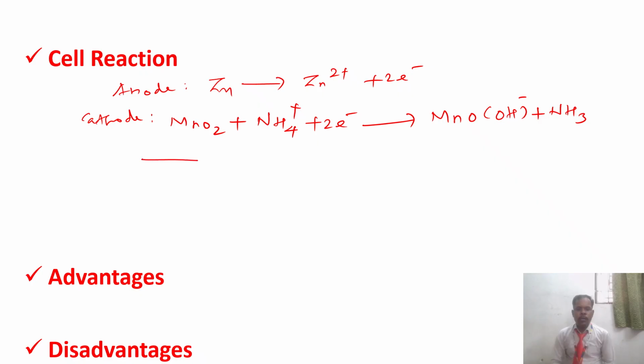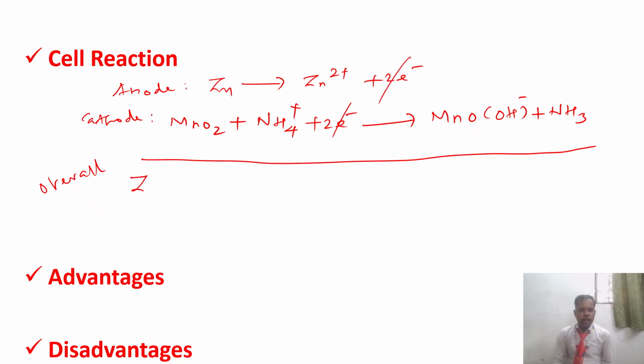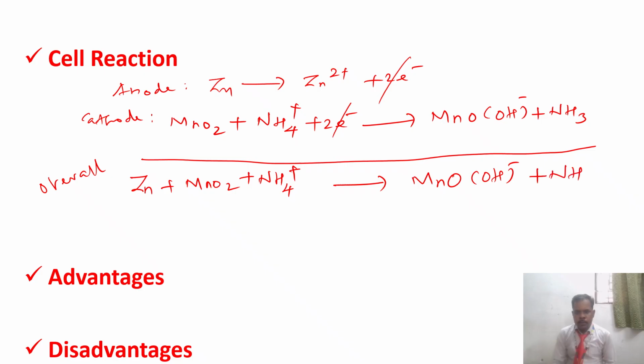Now we should write the overall reaction. How to write the overall reaction? Simply we cancel the opposite terms. The 2 electrons cancel. So we write zinc plus MnO2 plus NH4 plus gives MnO OH minus plus NH3. So this is the overall reaction possible inside the dry cell.